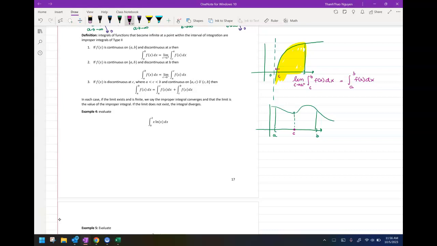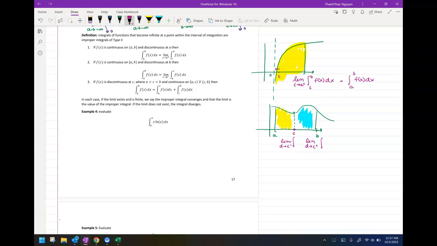Now I break the integral into two pieces. I want to find the limit as, let's call it d, approaches c from the left, which gives me the area from the left, and the limit as d approaches c from the right, of course, of the integral. Those are the two pieces that we're breaking up. So let's take a look at an example of how this works.